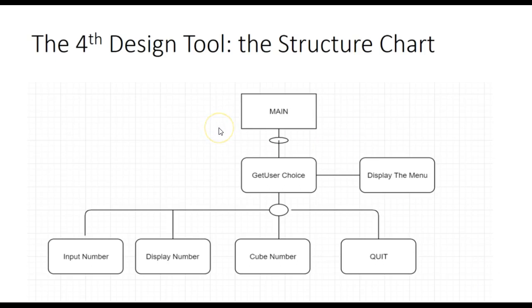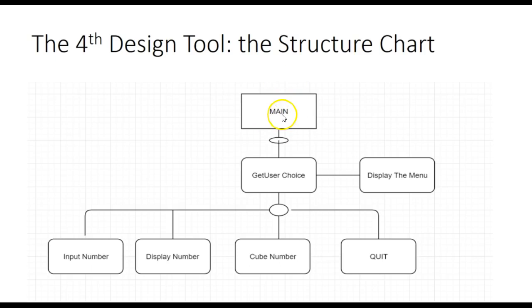So we're going to design this program that does what you saw in that previous menu: the input, the display, the cube, and the quit. What you see here is what I'm going to call a structure chart. This is the fourth design tool. The other three were IPO, flowchart, and pseudocode. So a structure chart is pretty simple, kind of flowcharty, but everything is in rectangles. It's like a structure chart or an organizational chart of a company.